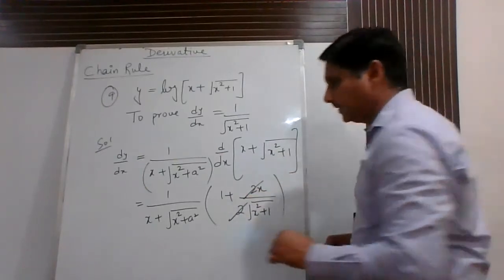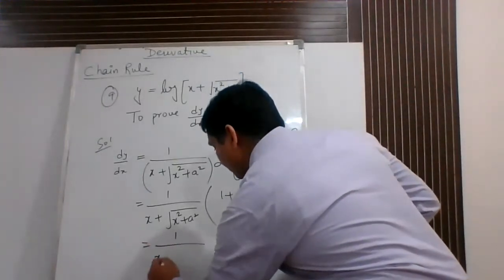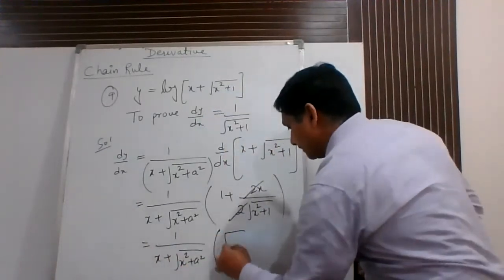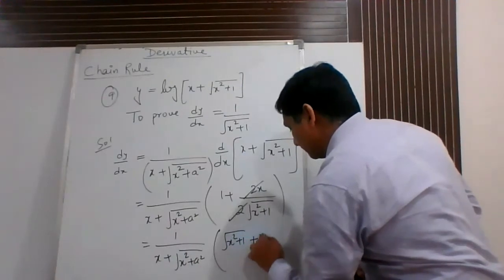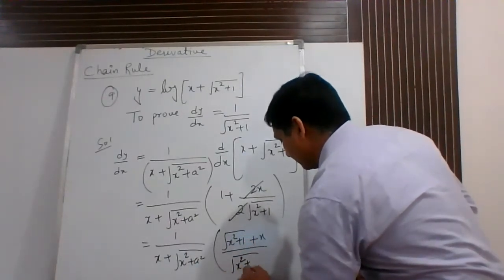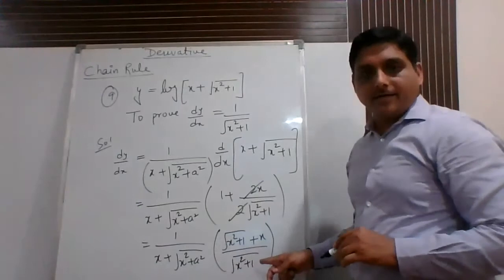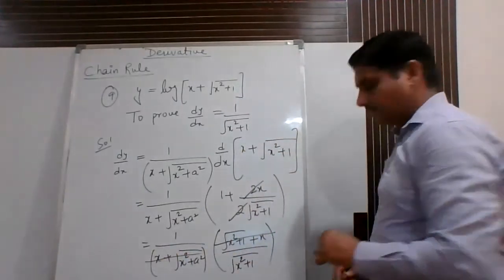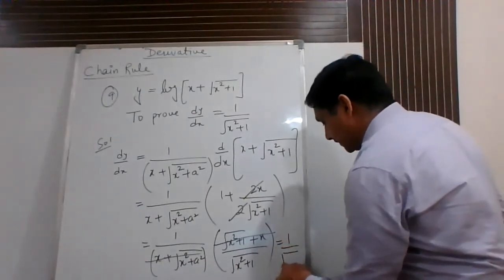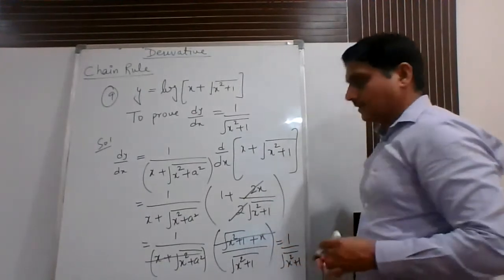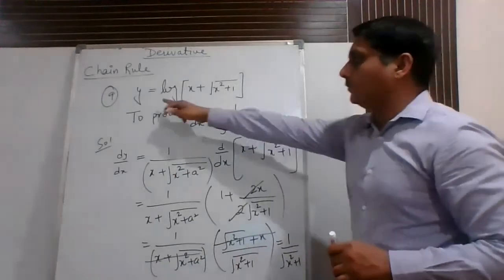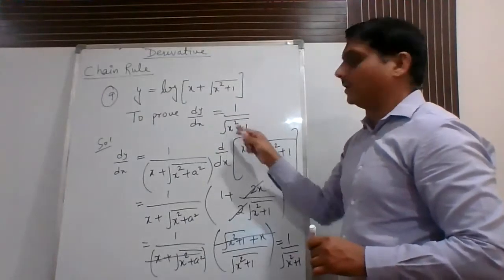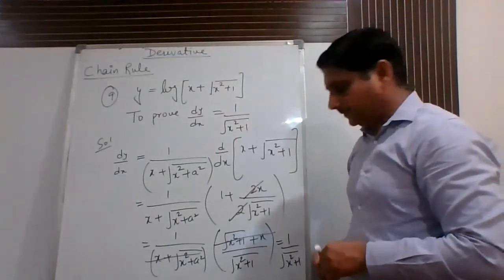Just take LCM. So when you take LCM, how can we write? Now this whole expression will cancel out with this. So you will get the required answer. Right? So this is how we can prove that the derivative of this function, dy upon dx, is 1 upon under the root of x square plus 1.